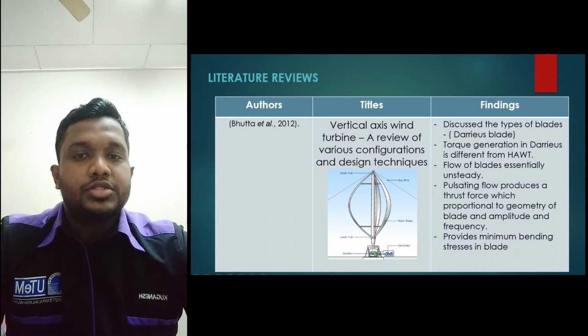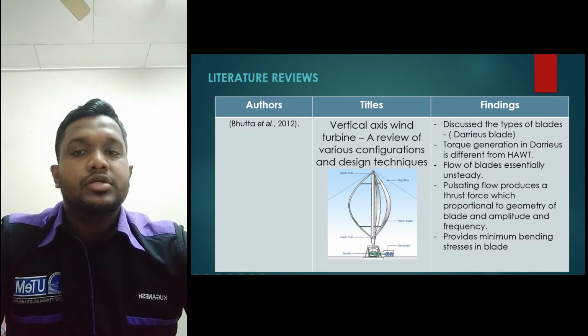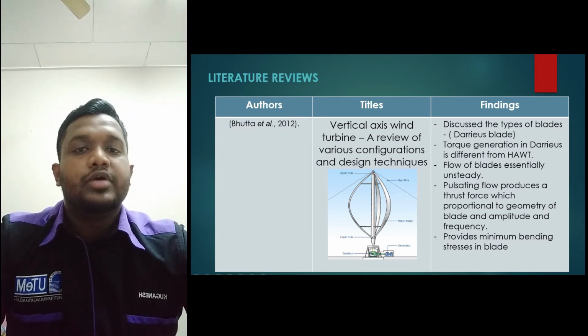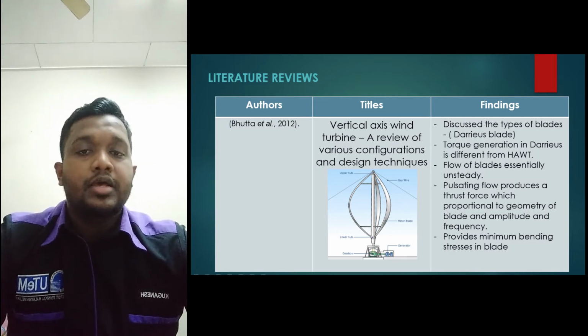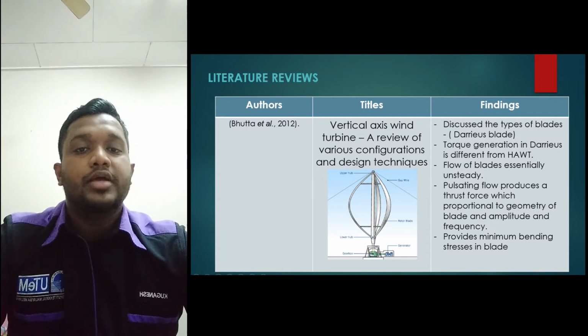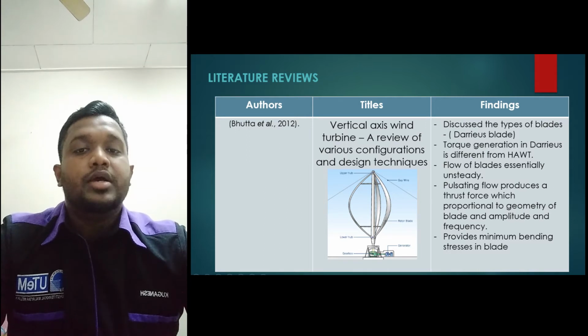Okay, now I'm going to explain the literature review that I used. The title of the journal I used is Vertical Axis Wind Turbine, a review of various configuration and design techniques. The author of the journal is Bhutta, 2012. The finding of the journal is discussed about the type of blade which I used, the Darrieus blade. The torque generation in the Darrieus is different from a horizontal axis wind turbine. The flow of the blades is essentially unsteady and the pulsating flow produces a thrust force which is proportional to the geometry of the blade and the amplitude and frequency. And the Darrieus blade provides minimum bending stresses in the blade.